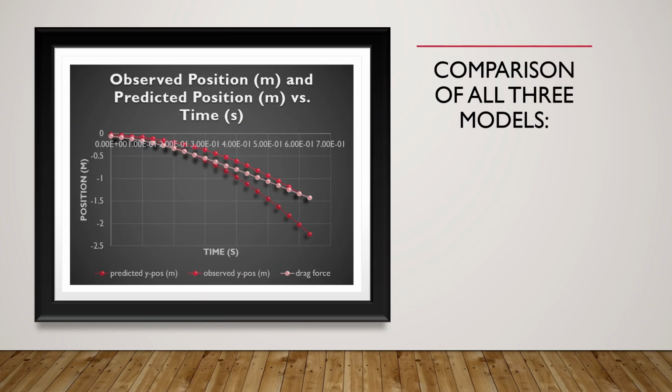For the comparison of all three models, the drag force model is better aligned with the observed position than the predicted position, but there is a degree of separation, which means that there were sources of error. So a big source of error would be with the tracking app, as within each frame I may not have aligned the center of mass of the tennis ball equally. And then also there was an element of wind while I was recording the drop.